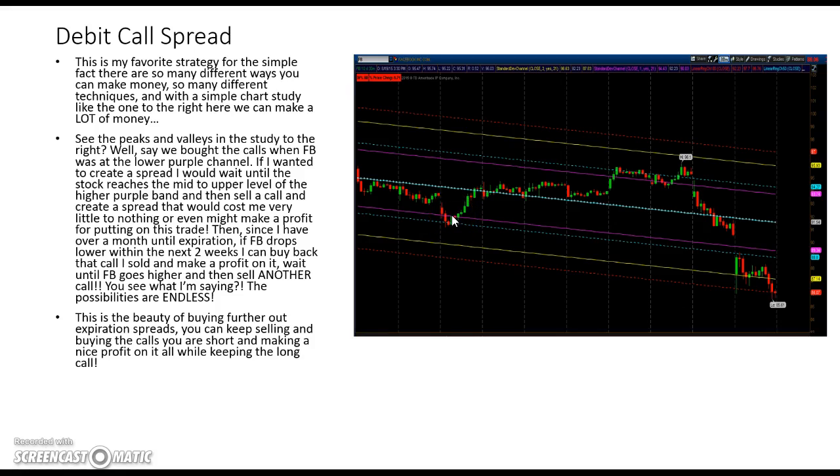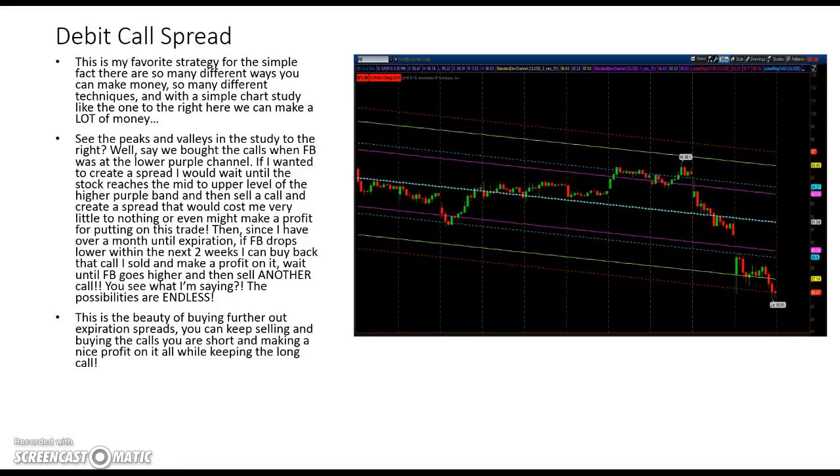See this? It goes from, what is it? Around $89 right down here, and right up here is around $91.54, and up here is 93. So I would buy the calls here and then sell the calls here, and with this kind of move, I would probably be able to sell the 92 strike calls for more than I paid for the 87 strike calls. Then, since I have over a month until expiration, if Facebook drops lower within the next 2 weeks, I can buy back those calls that I sold and make a profit on it.